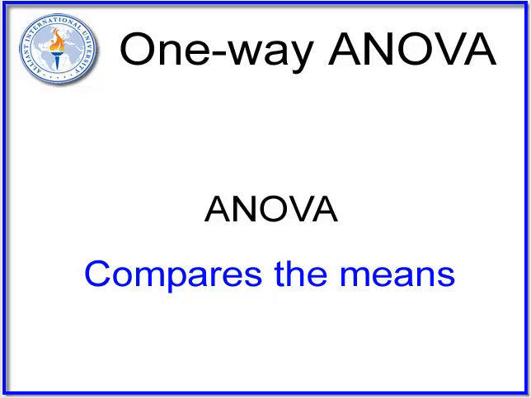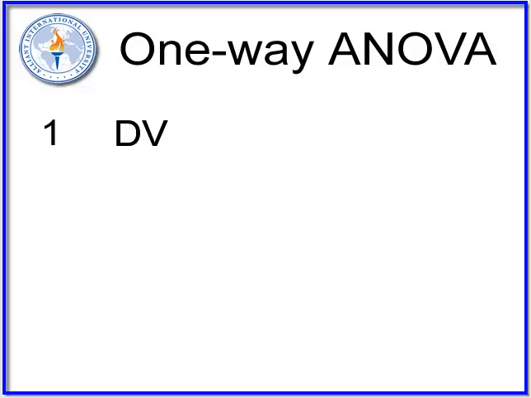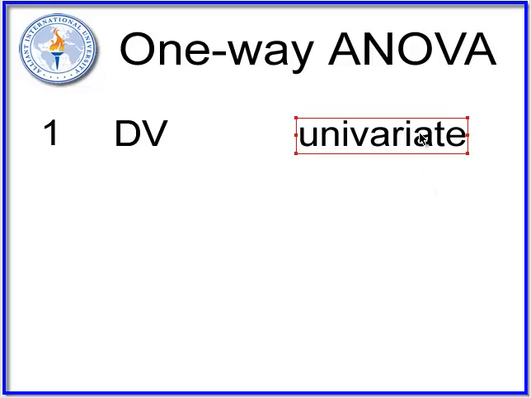Okay, so for a one-way ANOVA, all it does is it compares the means from three or more groups to see if they're significantly different from each other. All one-way ANOVAs have one DV, dependent variable. That's what we call a univariate. If it had more than one DV, then it would be called a multivariate. Okay, but univariate means one DV.